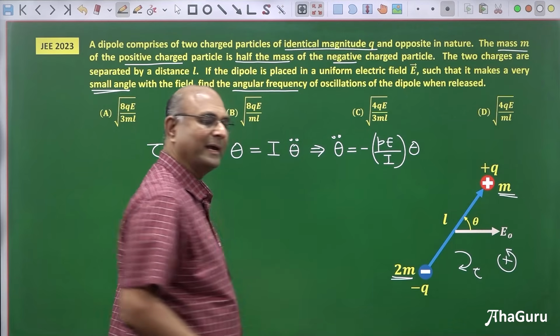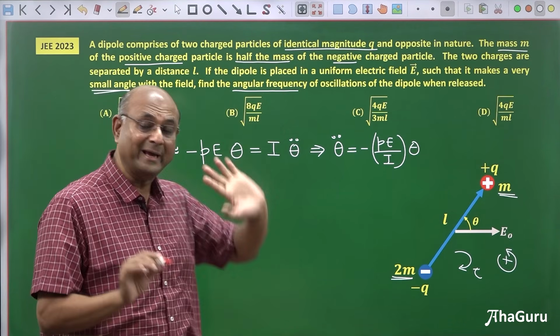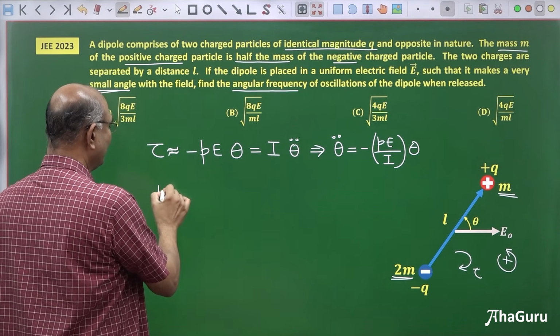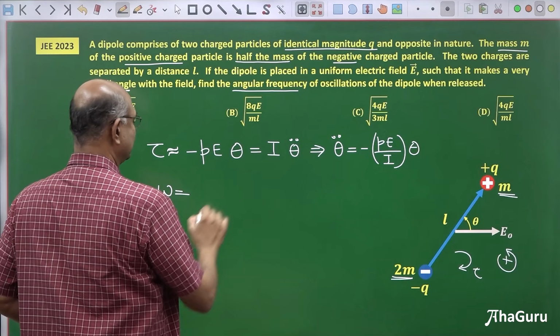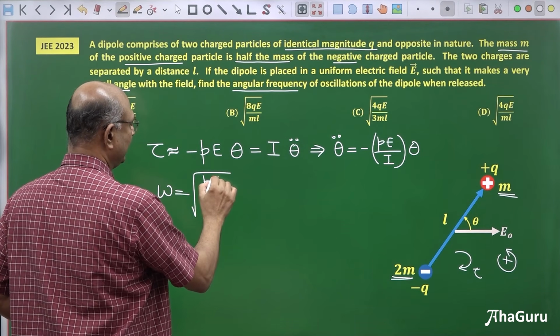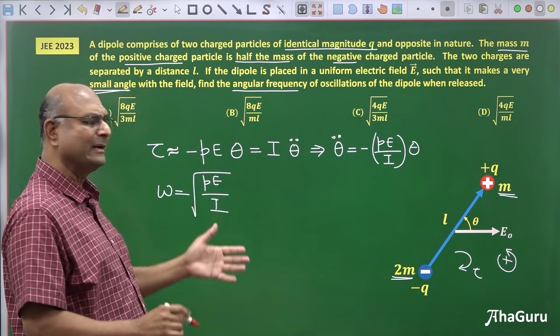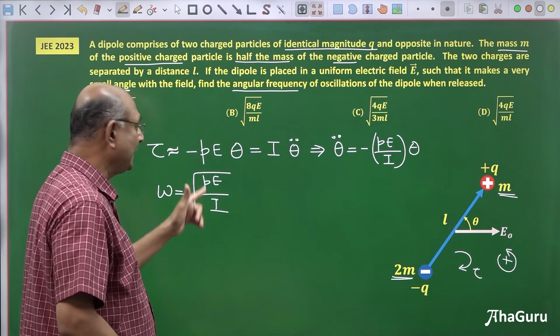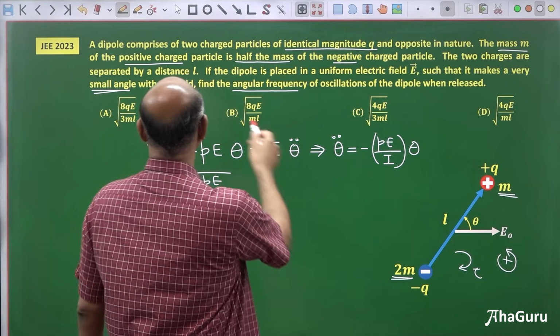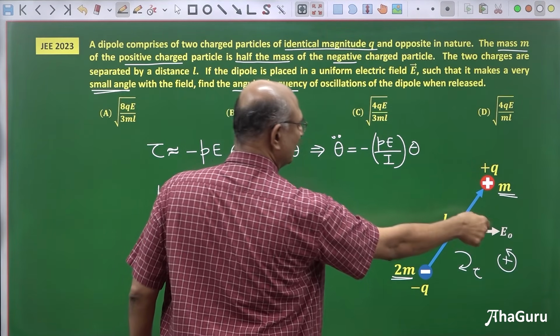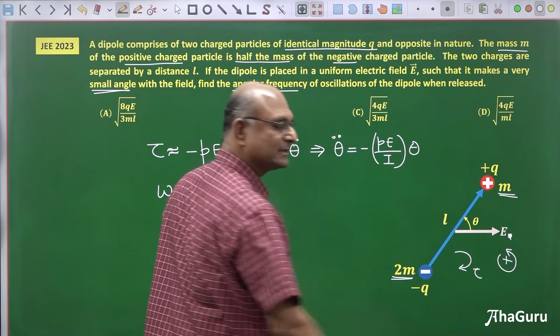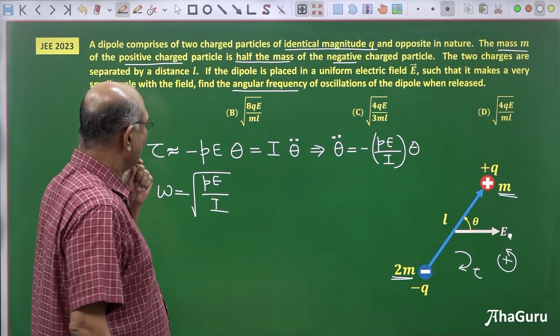So this must be omega square, and here we are only interested in omega, angular frequency. So what do we want? We don't want the time period. So it is just root of PE by I. This is what we want. Except I need to calculate P, I need to calculate I. E, of course, we know. Uniform electric field E, not even E naught, just E. So I'll just use E. Okay, first P.